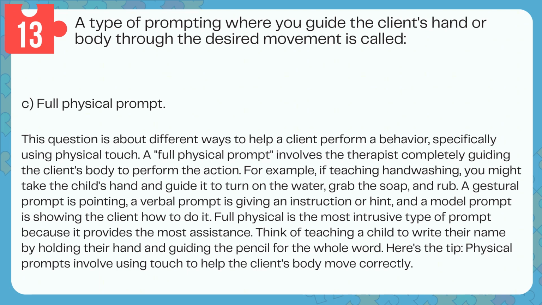A gestural prompt is pointing. A verbal prompt is giving an instruction or hint, and a model prompt is showing the client how to do it. Full physical is the most intrusive type of prompt because it provides the most assistance. Think of teaching a child to write their name by holding their hand and guiding the pencil for the whole word. Here's the tip. Physical prompts involve using touch to help the client.